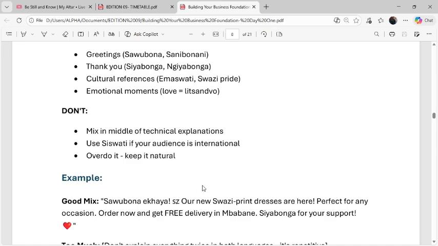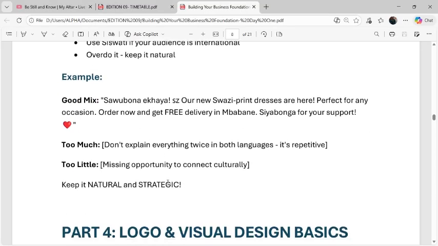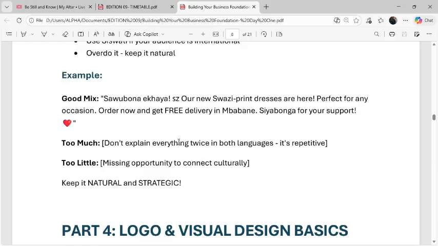We're talking about mixing the languages, but you do not necessarily need to remove or deplete the intention of the message. You get? Now, let's look at too much. Don't explain everything twice in both languages. That is just being repetitive, and being repetitive is really boring, guys. Don't do that.